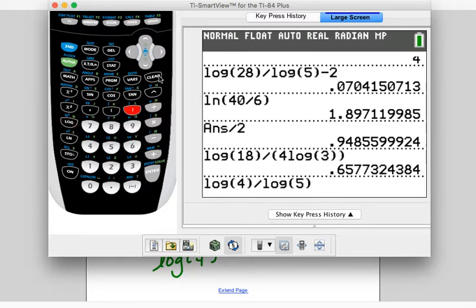Ooh, I missed the parentheses. I told you guys you had to do it and then I forgot it. The whole bottom has to be in parentheses. Parenthesis log of 5 minus log of 4.